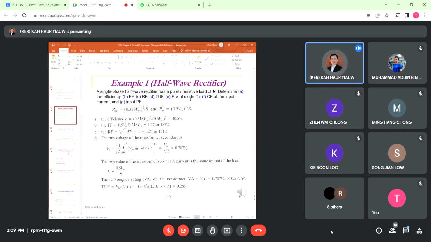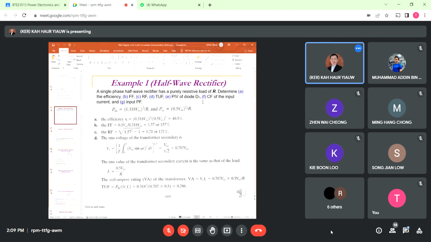Okay, so you still remember you are using the probe, I showed you just now. You are using the probe, the oscilloscope or a meter. You measure the value across the diode. This is called the PIV. Then we also have the crest factor of the input current, and the input power factor.